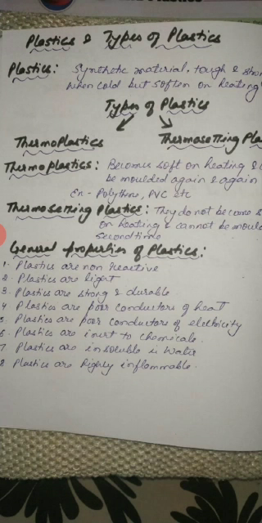हमारे फ्रिज का जो वॉल है उसमें क्या लगा रहता है? पॉलीस्ट्रीन. It is also used for making ice box.